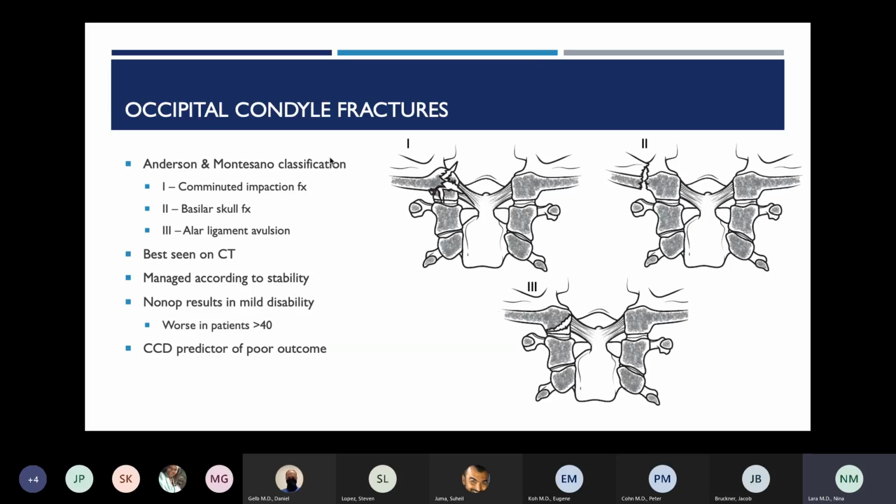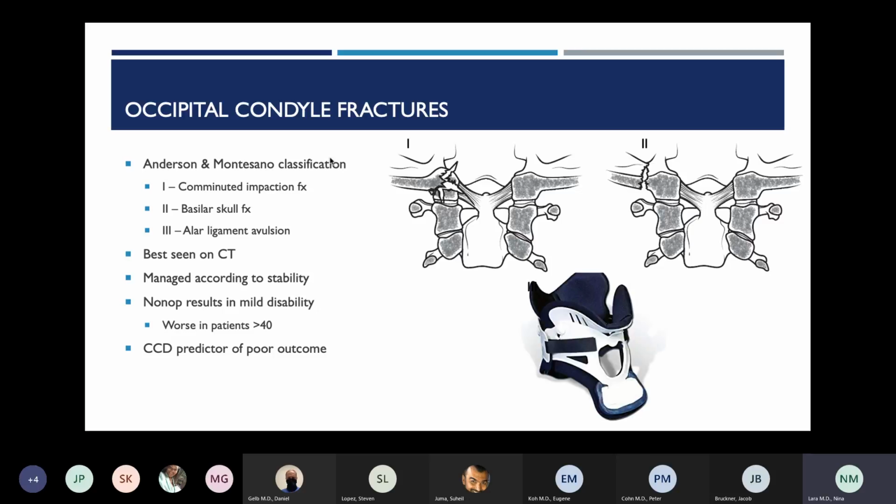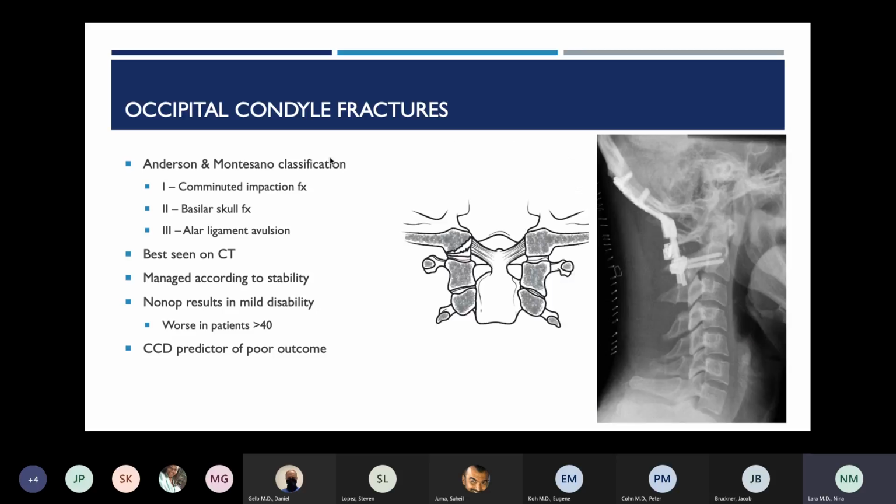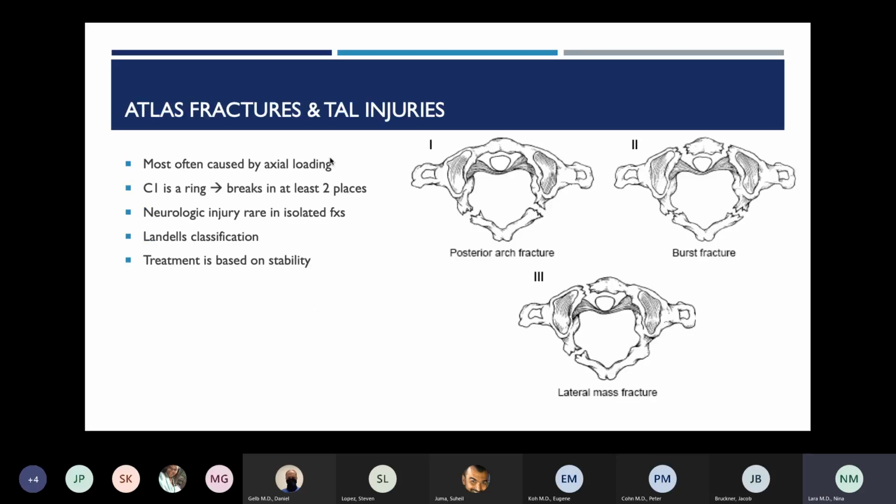However, posterior occipital cervical fusion may be necessary for patients who present with chronic pain or neurologic deficits or instability. And again, these fusions need to go to at least C2. Let's see. Okay, so 1 and 2 treated with a collar. It's type 3 occipital cervical fusion. And then we'll change pages to atlas fractures and transverse ligament injuries.